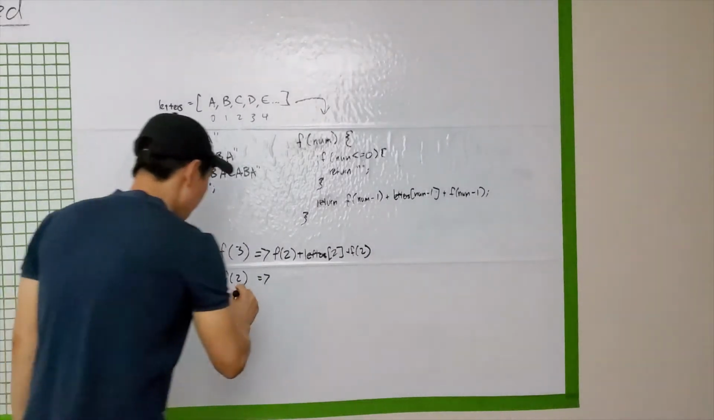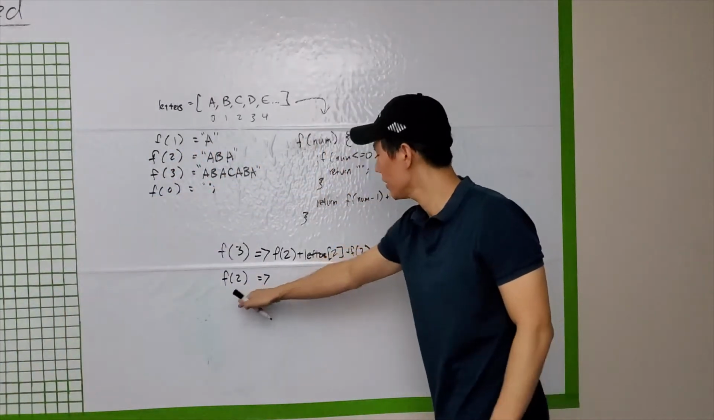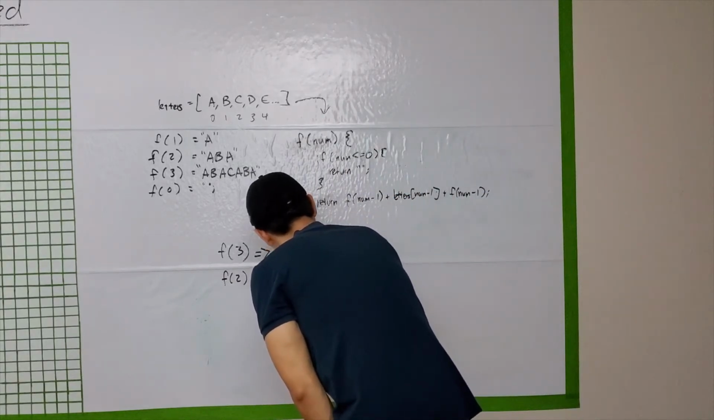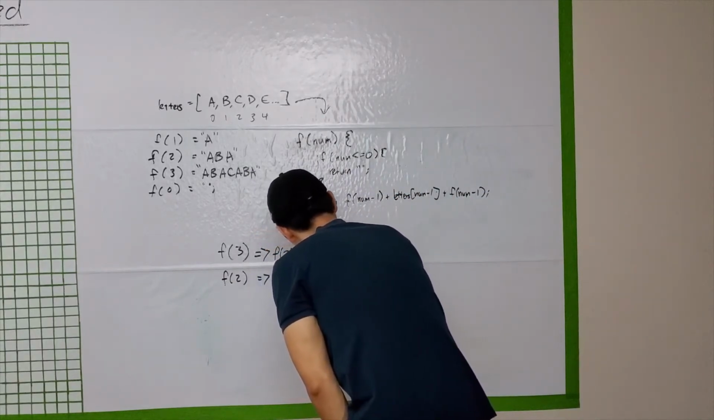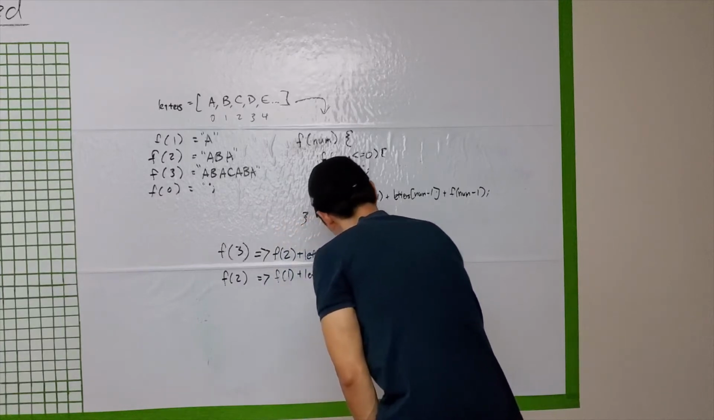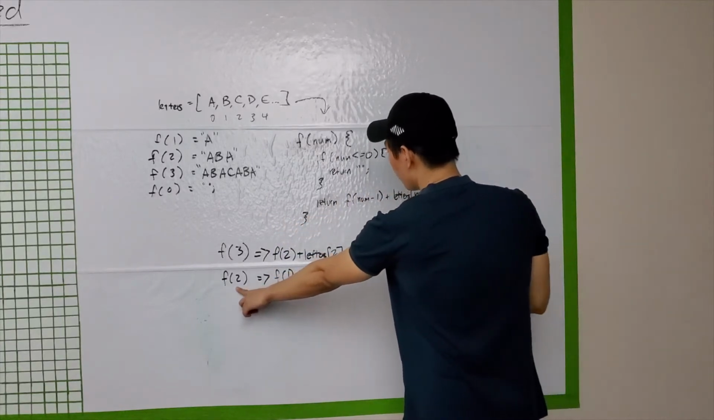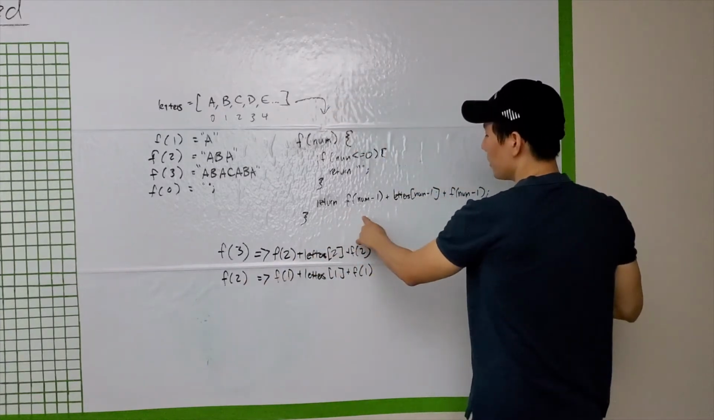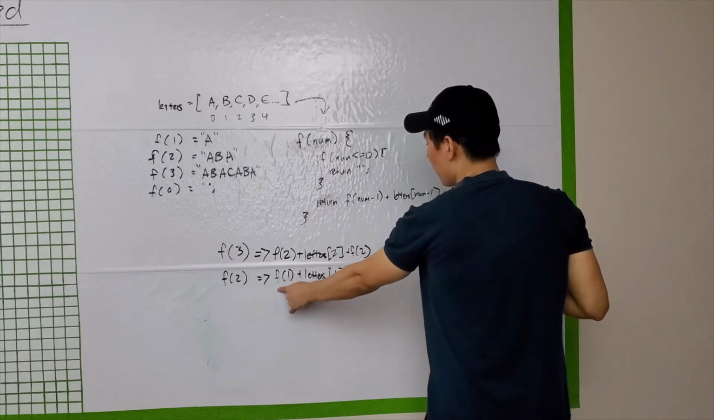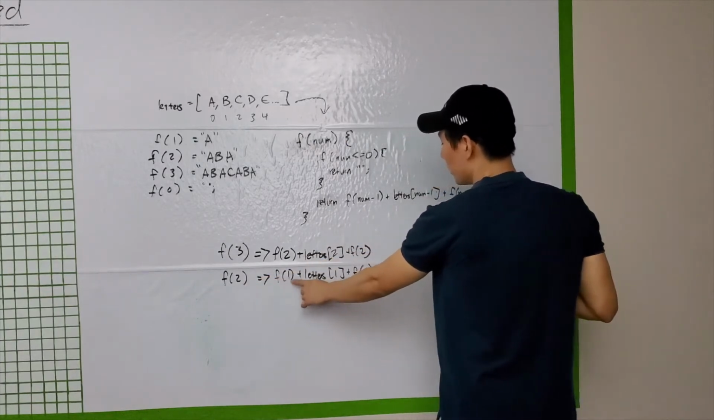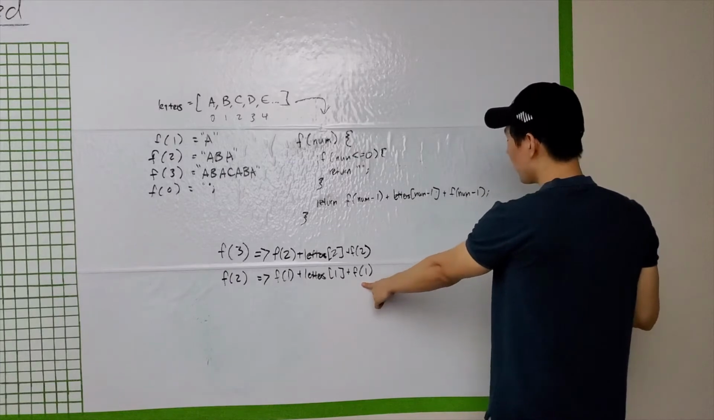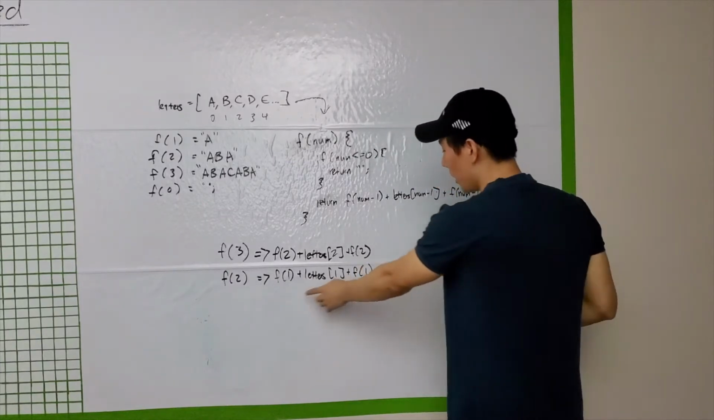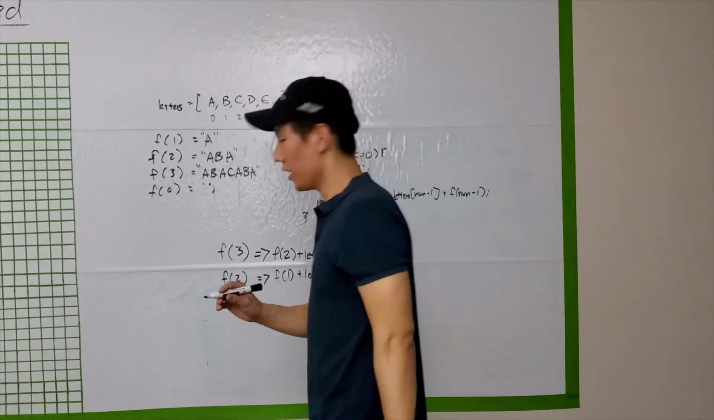F of 2. 2 is our argument now, and we're just doing 2 minus 1. See that our argument num was 2. And so we returned another function call of f of num minus 1, which was 2 minus 1, 1, plus letters of num minus 1, plus f of num minus 1. And so I wish we could bubble up here, but we can't. We don't know what the f of 1 is.